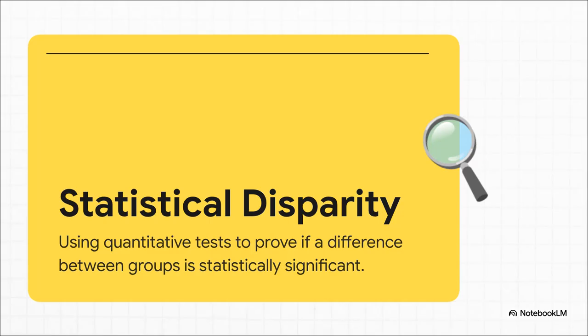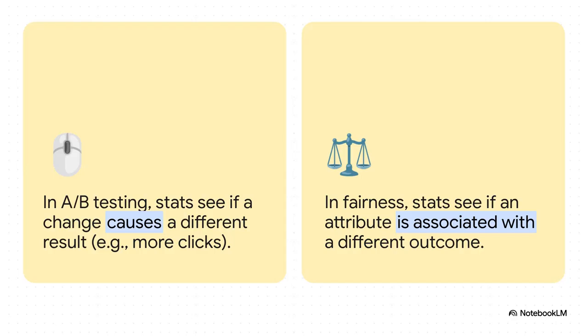Our third tool is statistical disparity analysis. Now, this is where we go from having a hunch to having cold, hard proof. It's the math that tells us whether an observed difference between 2 groups is a real, statistically significant pattern, or if it could just be random noise. This is actually a lot like the A/B testing marketers use all the time. When they use stats to prove if changing a button color really causes more people to click? We're using that same statistical logic, but to see if being part of a certain group is significantly associated with getting a different and potentially unfair outcome.